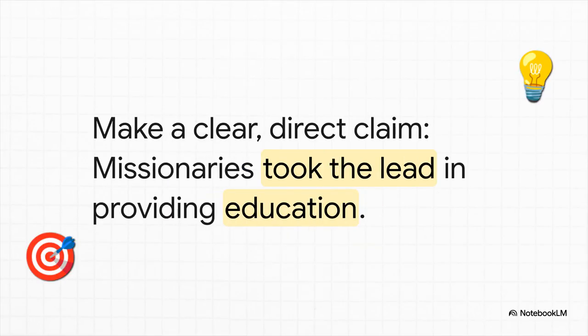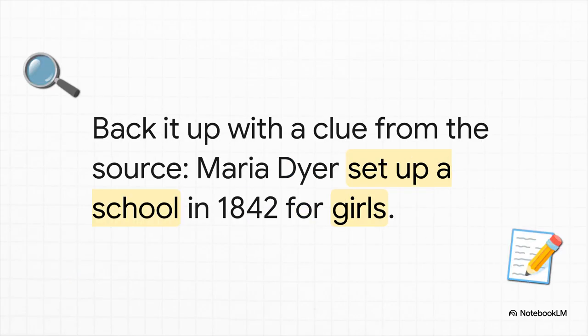Okay, you back? Let's start with P for point. A really clear, direct answer is that missionaries were taking the lead in providing education. Simple, short, and right to the point. Next up, E for evidence. Where's our proof? It's right there in the source. It says Maria Dyer set up a school in 1842 for girls. We're literally just pulling the clue directly from the text.